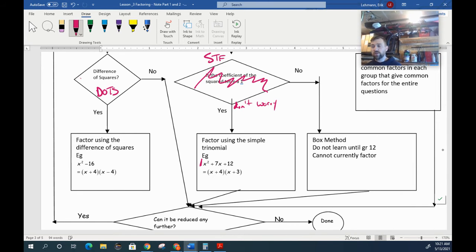Look for those two numbers that multiply to 12, because we're not doing the box method. And actually, you don't learn that in grade 12. It's not part of the grade 12 college curriculum anymore. We don't worry about those harder factoring methods. So that's great news. This is as hard as it gets for factoring. Don't worry. We are STFing. So those are our steps. And then we check, can it be reduced any further?